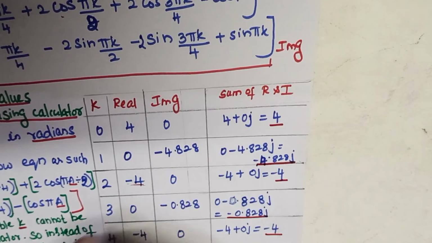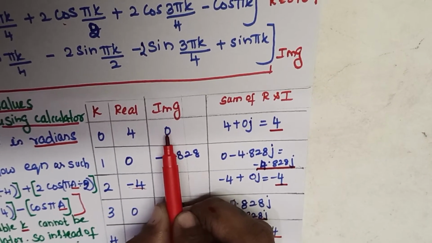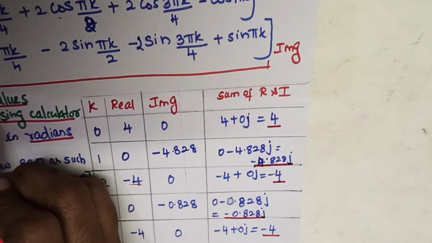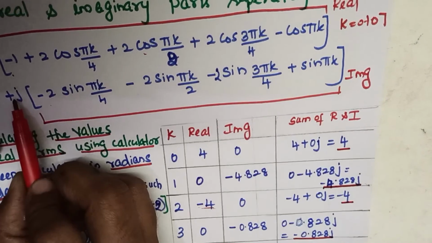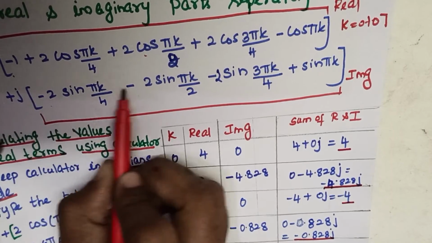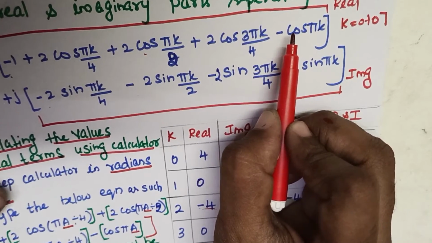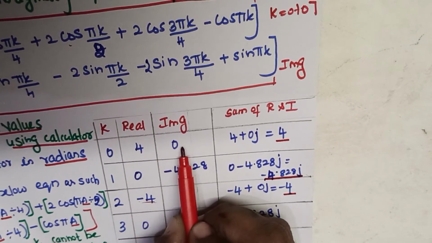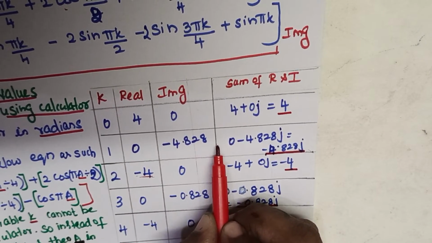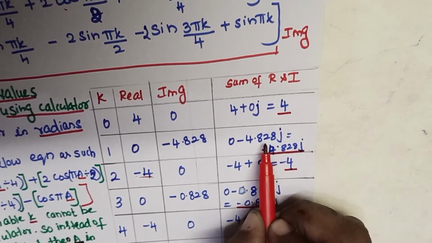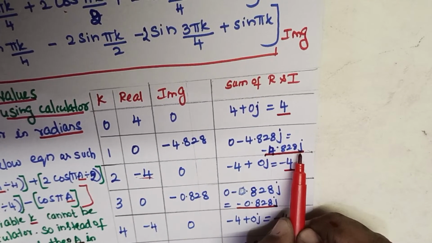While writing the sum of real and imaginary terms, we have to multiply the imaginary terms with j, because we have a plus j term here. With all the imaginary terms we have to multiply j, and this second has to be added to the first. So this is 4 plus 0j. For k is equal to 1, it will be 0 minus 4.828j, so I am getting it as minus 4.828j.